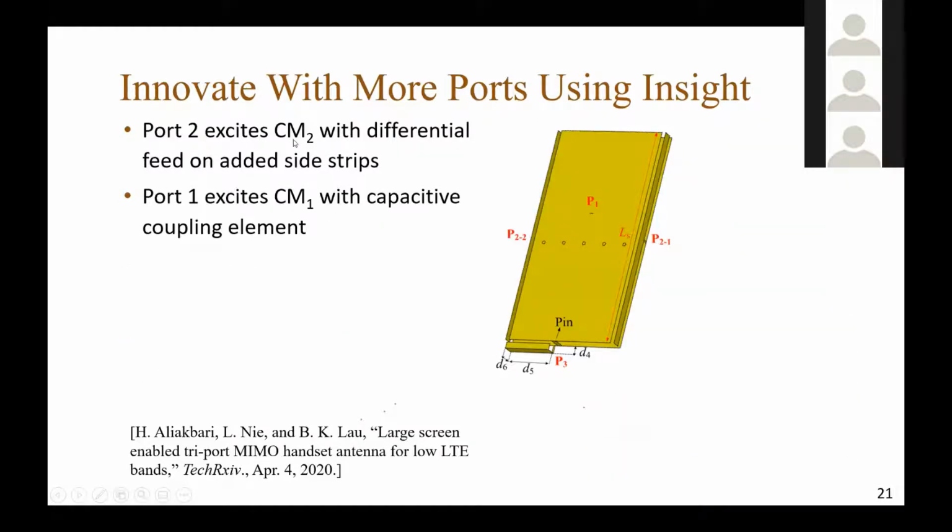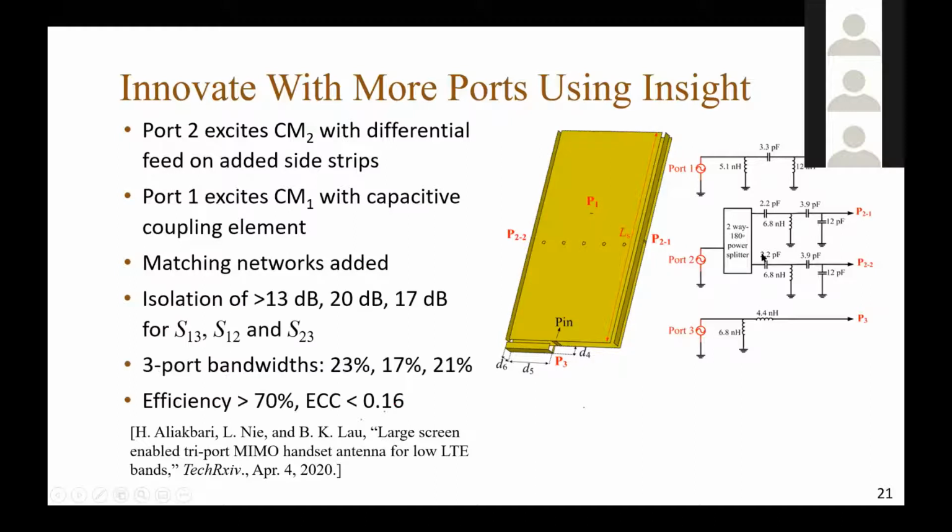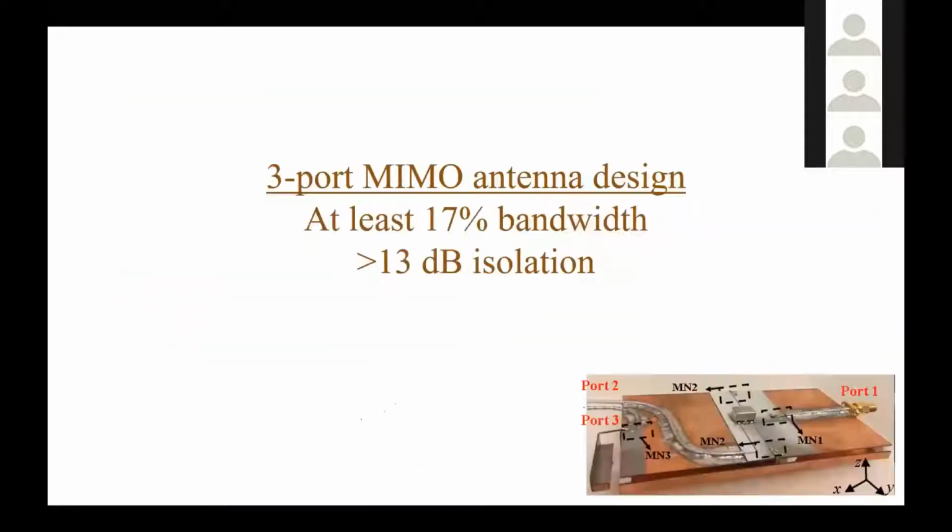Port 2 is excited by a differential feed with the added strip, so we can add 2 feeds here to excite characteristic mode 2. The traditional mode is excited by a capacitive coupling element, and we add the matching network as can be seen here, and we get very nice isolation, at least 13 dB, quite good bandwidth over all ports, efficiencies that are over 17% and correlation of 0.16. So we have all this being obtained, and I think there is more to be done.